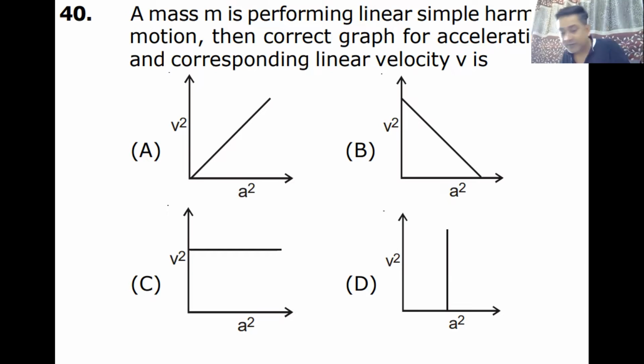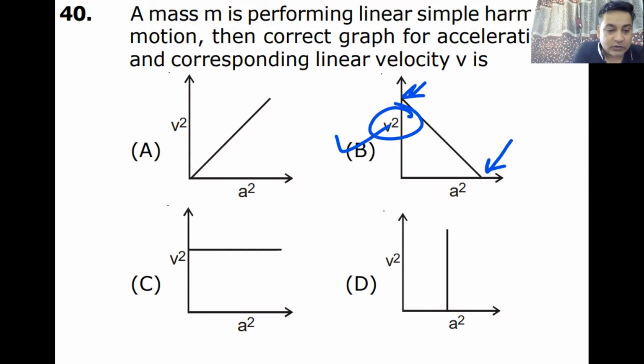And shall I have your answers, please? Which is the correct graph? Graph. I'm getting two fingers. Yes, that is correct. Number two. Remember, when velocity increases, acceleration decreases. Velocity is maximum at the mean position. This is the mean position. Acceleration is zero, and at the extreme position velocity is zero and acceleration is maximum. Do we understand this, everyone?